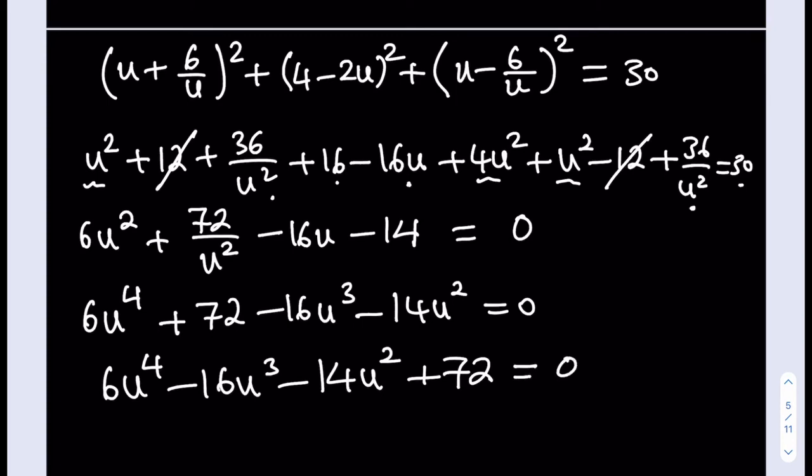Well, first of all, notice that you can divide both sides by 2. Let's go ahead and do that. 3u to the 4th minus 8u cubed minus 7u squared plus 36 is equal to 0.